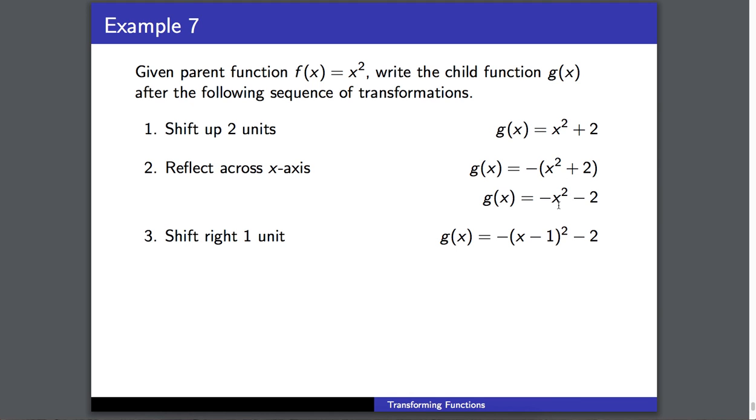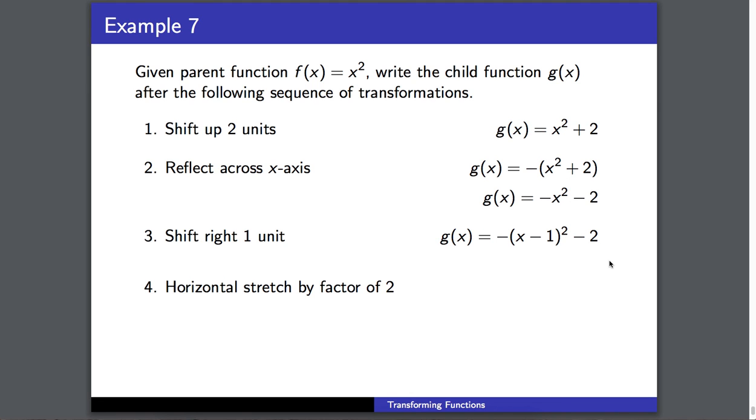Next up, we're going to shift this graph to the right 1 unit. Well, for any kind of exponents, any kind of horizontal shifting, we need to use parentheses. So inside the function, we need to do a minus 1 for shifting it to the right 1 unit. So we have negative parenthesis x minus 1 parenthesis squared minus 2.